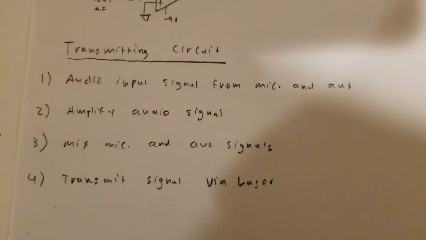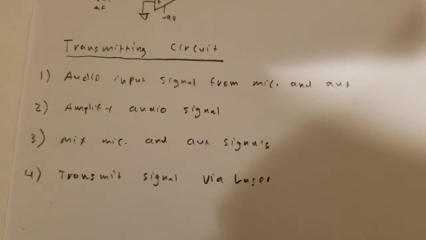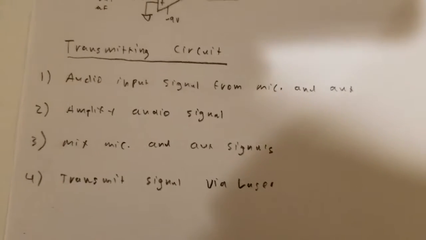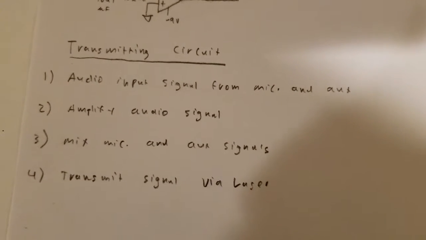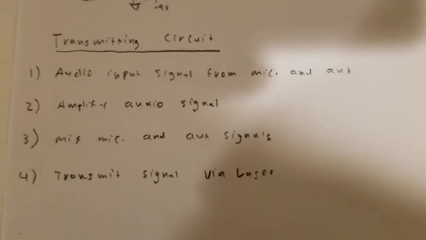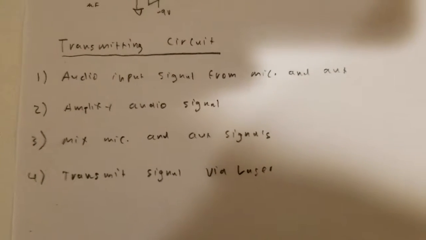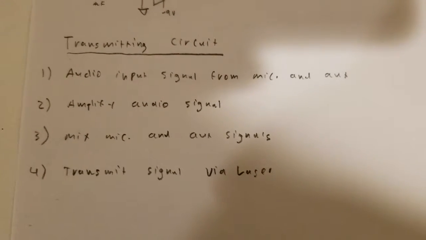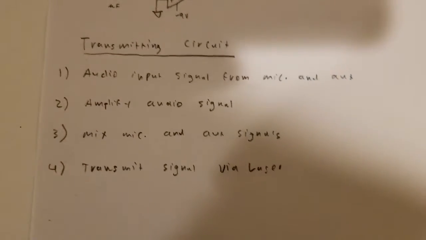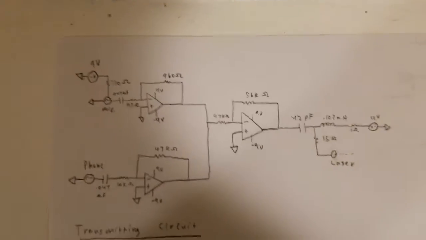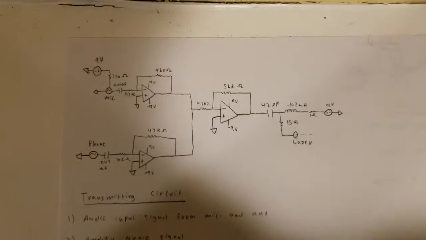because as they went into the circuit, because of all the resistance, the signals were a little low, so op amps were used to amplify those signals. Then those signals needed to be mixed using another op amp, and then that final amplified signal needed to be transmitted via a laser at the end. So here's the actual circuit from a top view perspective.